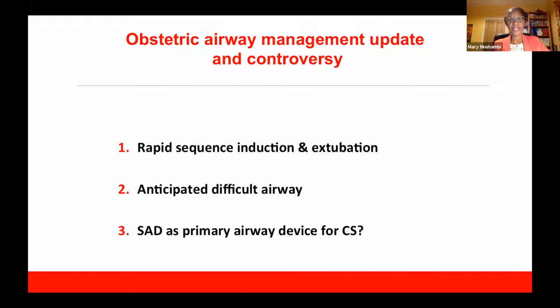So my plan today is to look at three things. I'm going to look at rapid sequence induction and extubation in the obstetric patient, to see how we can address safety issues and improve patient safety. Then I'm going to look at anticipated difficult airway in the pregnant woman. And finally, I'm going to look at a controversial topic, which is the use of a supraglottic airway device as a primary airway device for cesarean sections.